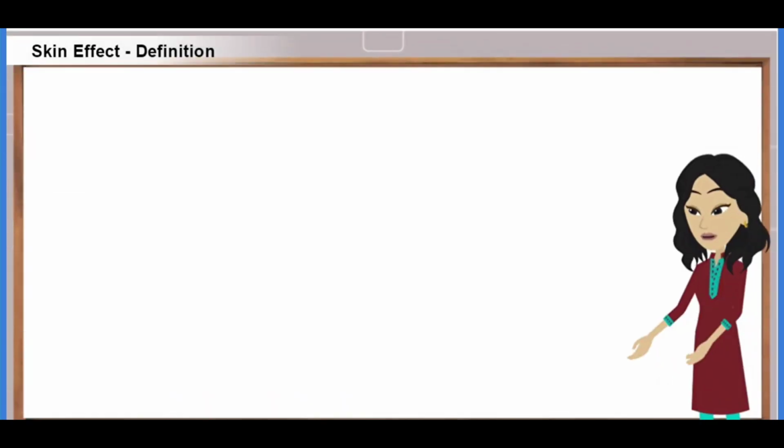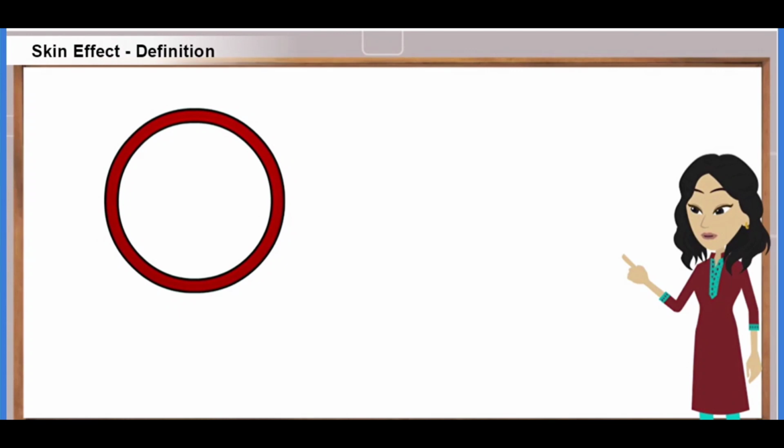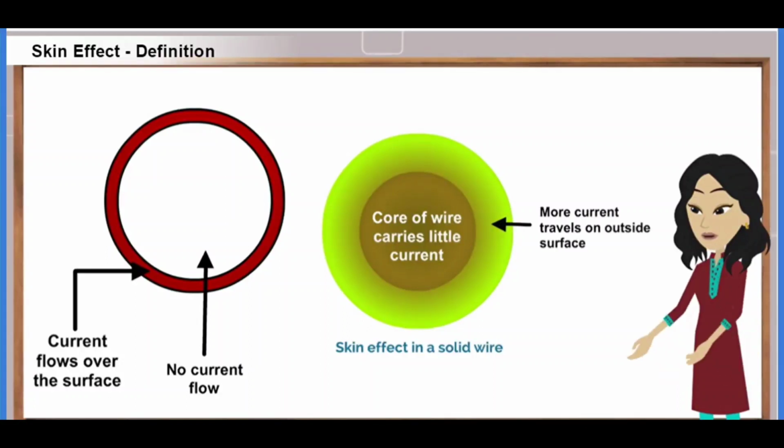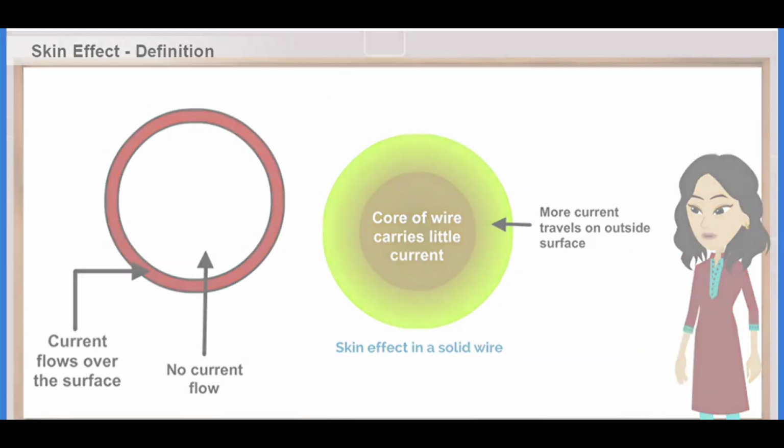The phenomenon of unequal distribution of current over the entire cross-section of the conductor being used for long-distance power transmission is referred to as the skin effect in transmission lines. This effect is negligible in the case of a very short line, but with an increase in the effective length of the conductors, skin effect increases considerably.